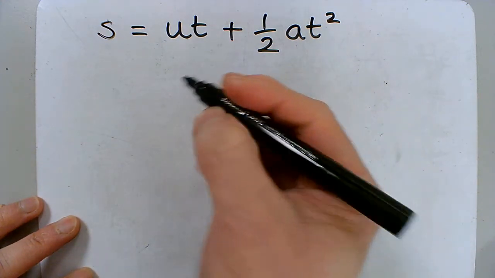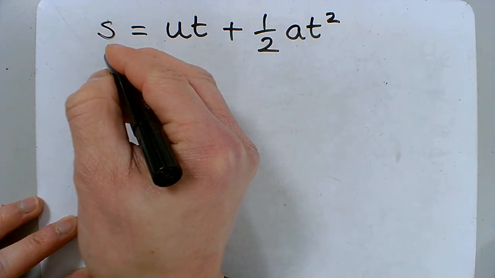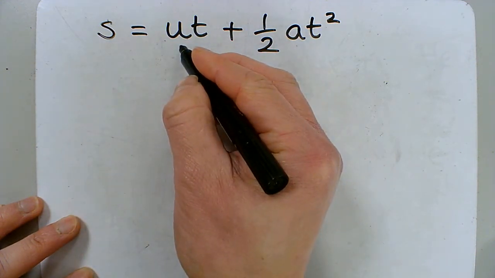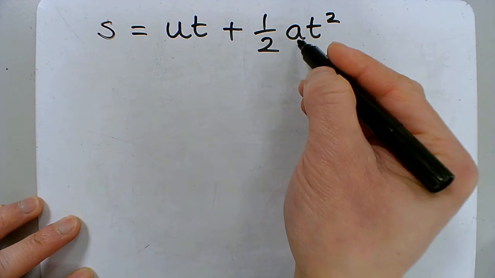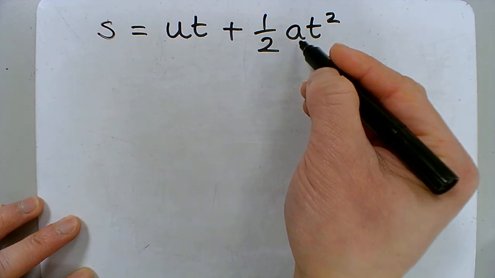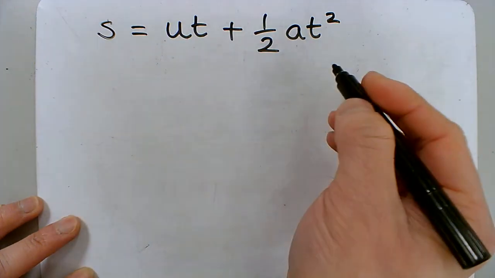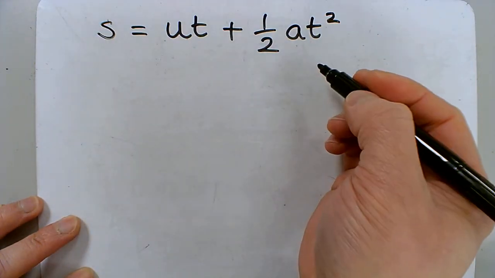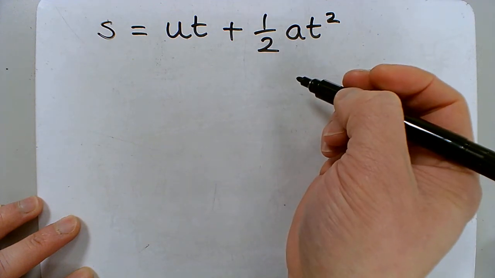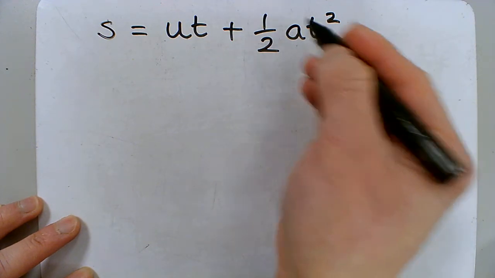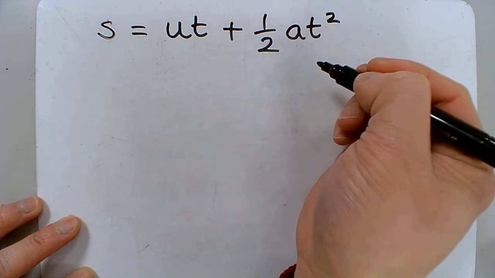Just to remind ourselves, S is the displacement or the distance, U is the initial velocity, T is time, and A is for acceleration. You might be given a question where you have to rearrange the equation to find A. We do exactly the same thing as we've done previously, which is to get rid of the things that we don't want, and we're trying to make A the subject.